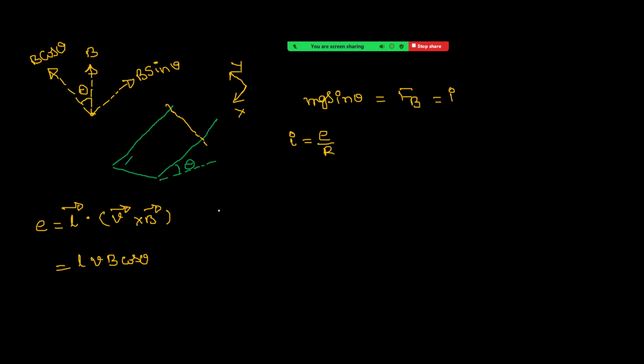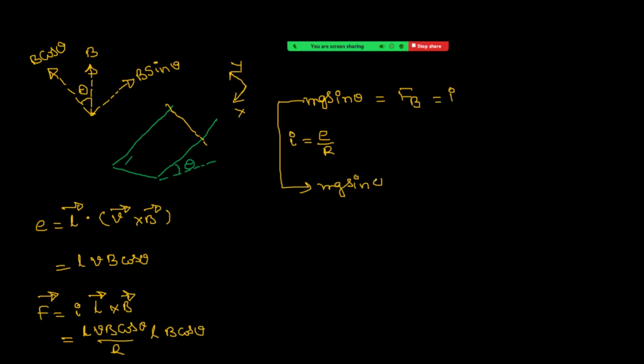Then current equals E by R. Then force equals I into L bar cross B bar. Again here, we take the component B cos theta. So the current I is L V B cos theta upon R, and the force is I into L into B cos theta. That is the magnetic force.